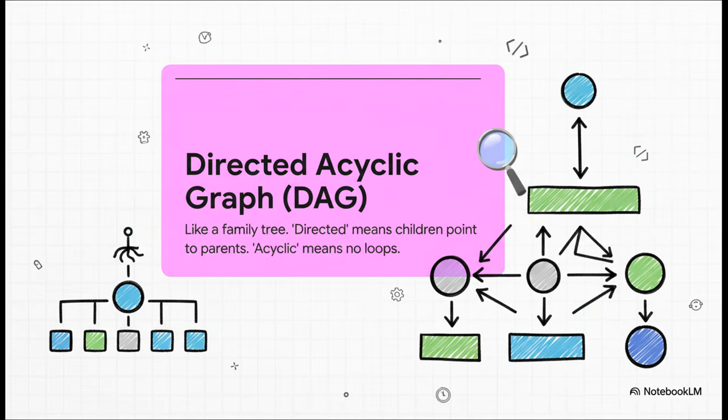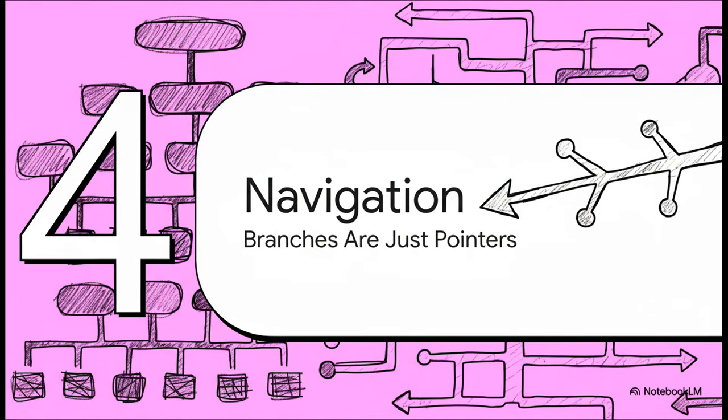Now, this structure has a kind of scary-sounding technical name, a directed acyclic graph, or a DAG. But please, don't let that name intimidate you. All it means is, it's like a family tree. Directed just means the arrows only point one way, from the child to the parent. And acyclic just means you can't have any weird time loops. You can't be your own grandparent. It's really just a family tree for your code. That's it. So, we have this giant, sprawling family tree of our project's history.